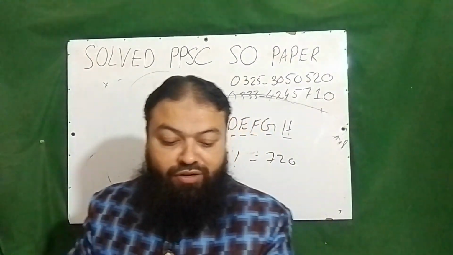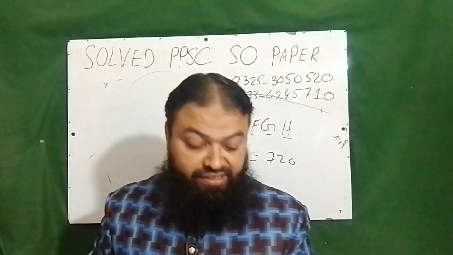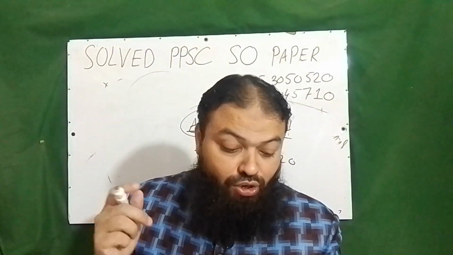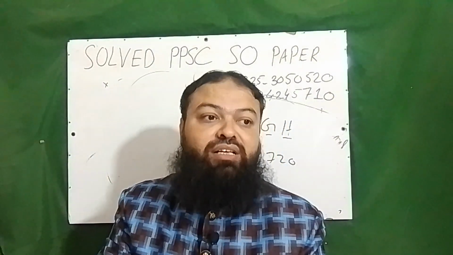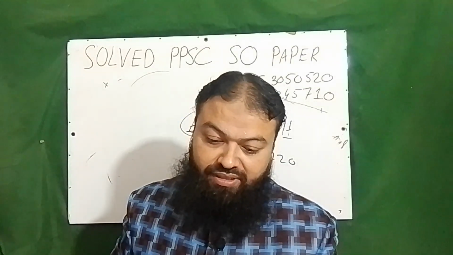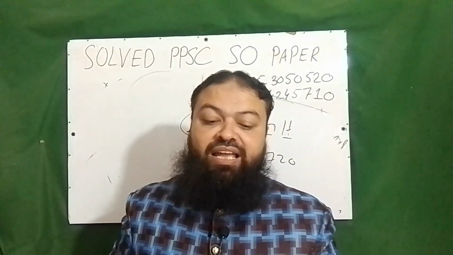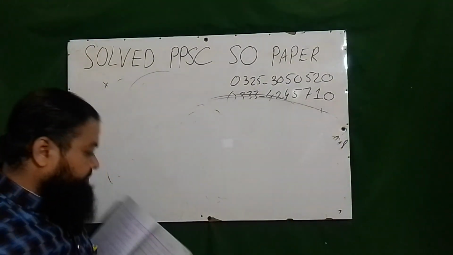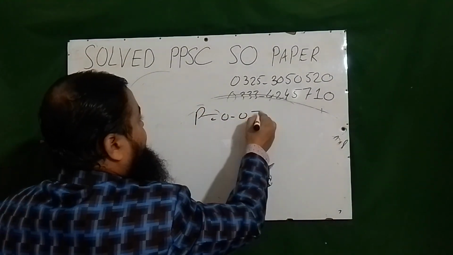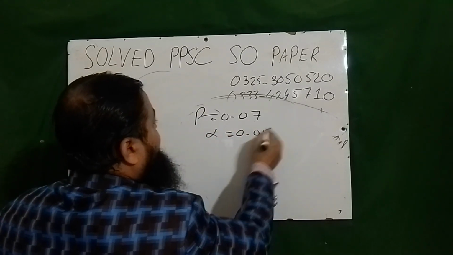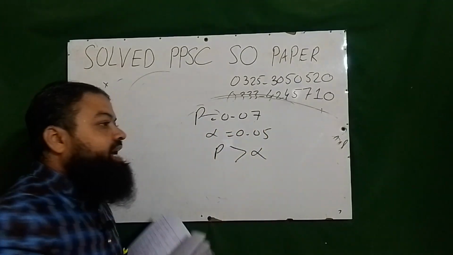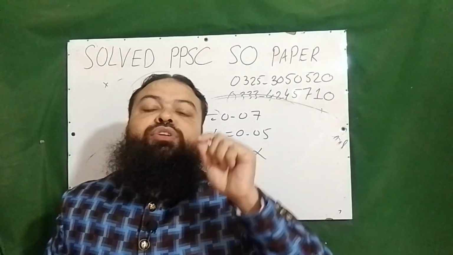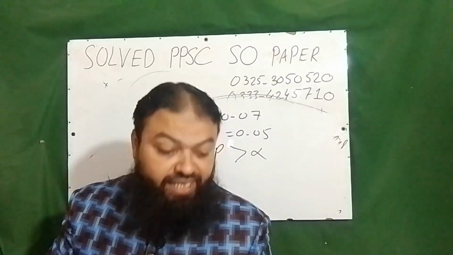Next is, which of the following is not a measure of multicollinearity? Actually, direct long run of the data is not for multicollinearity. Next is, if p value is equal to 0.07, alpha is 0.05, p value is greater than alpha, we have not enough evidence to reject H naught. It means we are accepting H naught.